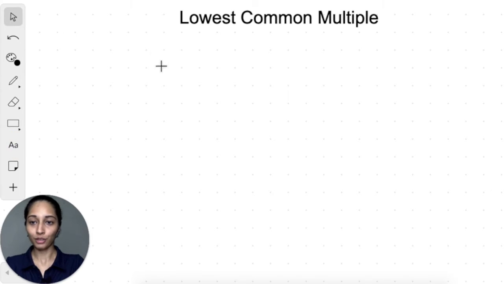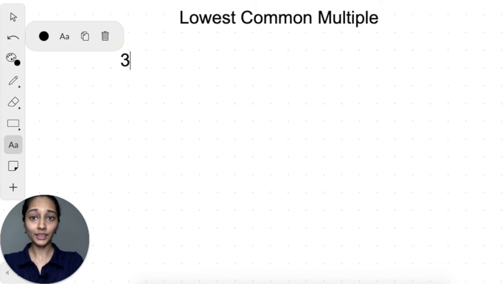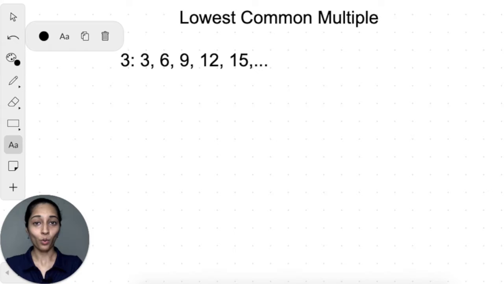Let's say we have a number 3. Can you list multiples of 3? They are all the numbers that are divisible by 3, or we can say all the numbers which come in the table of 3. For example, 3 itself. 3 is divisible by 3, then 6, 9, 12, 15, and we can continue like this. So that is what a multiple is.